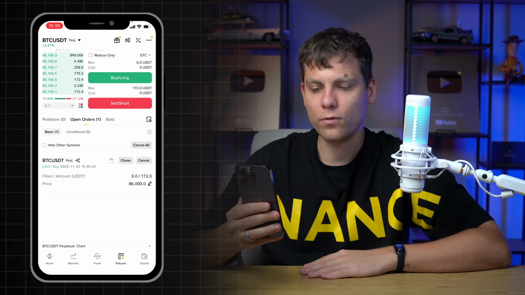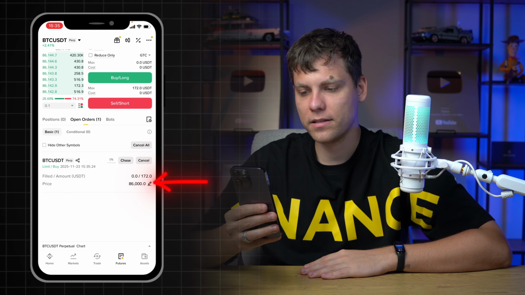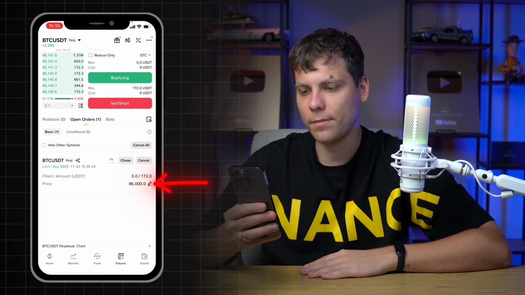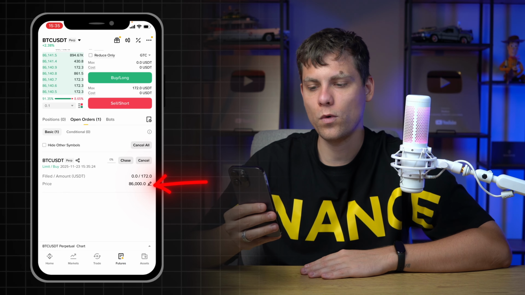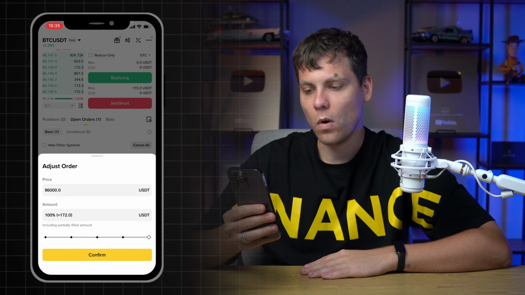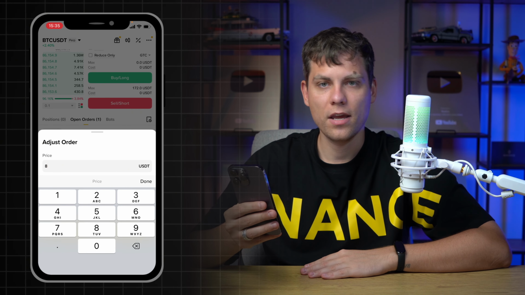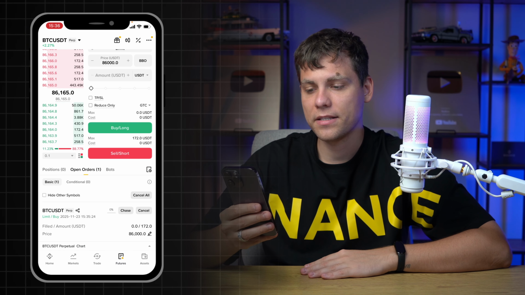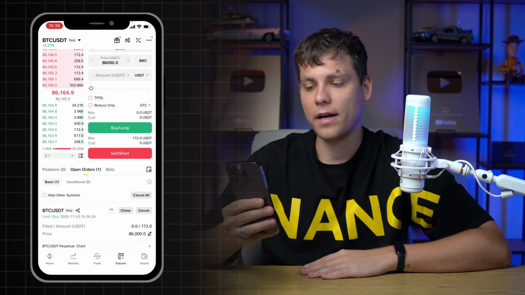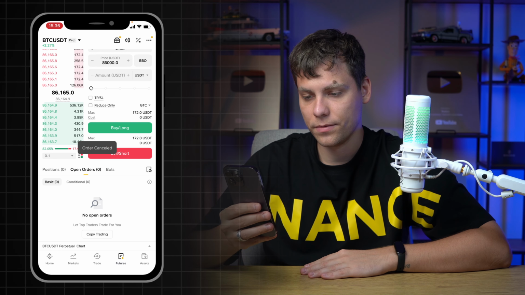Here, by clicking the pencil, you can edit the price. For example, if you changed your mind and want your Bitcoin trade to open when it reaches $84,000, you can change it here. If you want to cancel it because you changed your mind, press cancel and the order closes. That's basically everything you need to know about the futures trading terminal on Binance.